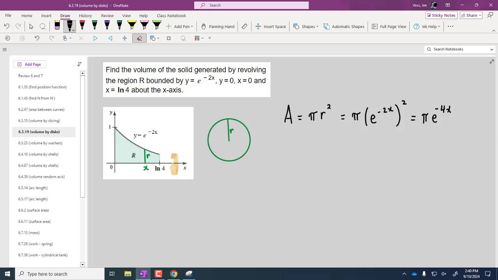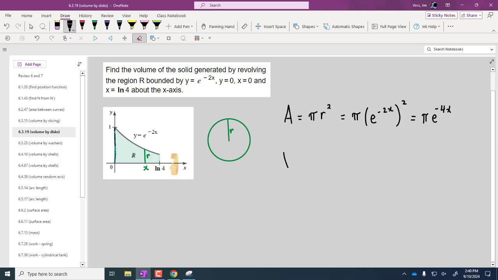You can always check your extremities to make sure that your formula makes sense. If we looked at the leftmost extremity right there, that height is 1. And so that disk that it creates is a circle of radius 1. So the area is pi 1 squared. And if we come over here, the x value that we're pointing to is x equals 0. And e to the 0 is 1, so yeah, we get pi. So it's matching. So we have the right area function.